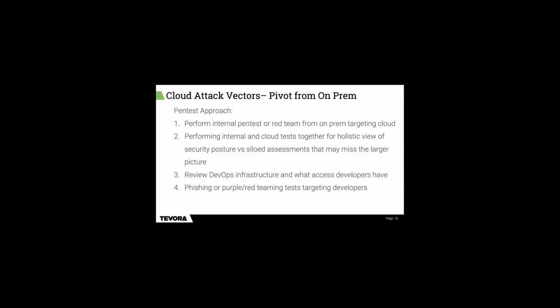Step number 4 is phishing or doing purple and red teaming tests targeting developers.